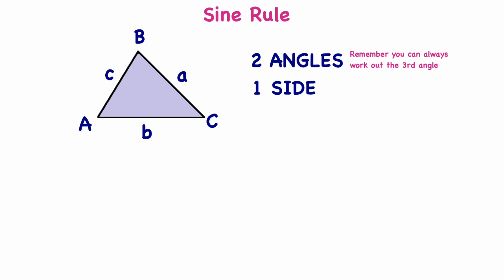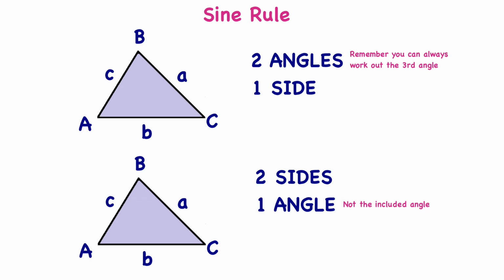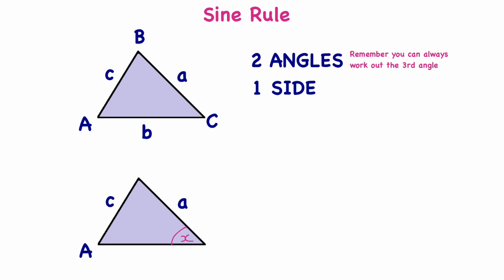The second condition for using the sine rule is if you have two sides and one angle and it's not the included angle, which means the angle between the two sides that are given. So let's have a look at a couple of examples. So we have two sides and an angle, and it's not the included angle, so that's fine. So let's just check our pairs. So we have one pair there because we know angle A and side A. We know side C and we're trying to find angle C. So that's perfect. And let's look at another.